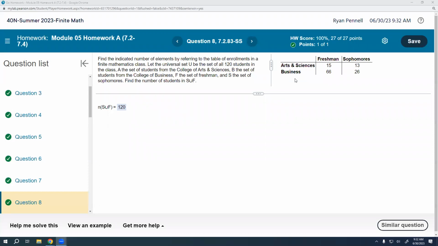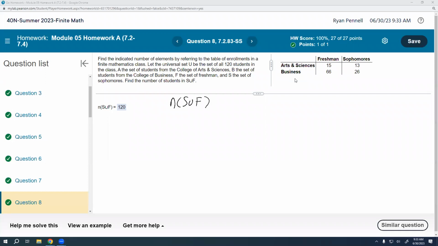Number 8 says, find the indicated number of elements by referring to the table of enrollments in a finite mathematics class. Let the universal set U be the set of all 120 students in the class. A is the set of students from the College of Arts and Sciences. B, the set of students in the College of Business. F is the set of freshmen. S is the set of sophomores. Find the number of students in S union F.